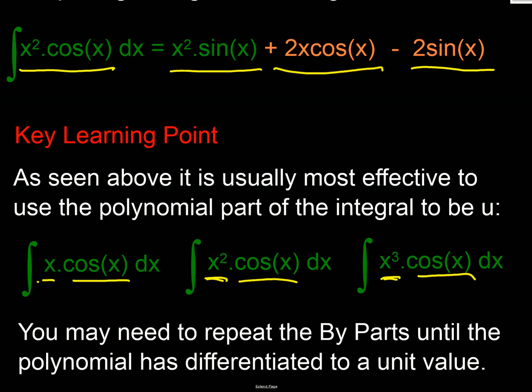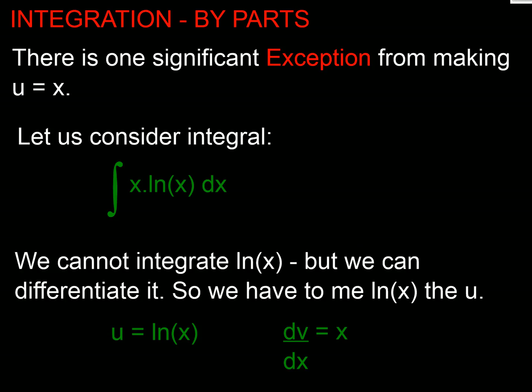Now, there's only one exception to what we've just done, and that's if the other term inside our bracket is a log. So here we've got x log x. Now our problem is we don't know how to integrate log of x, do we? Because we would start by thinking, oh, we'll make u equal to x, which means that log of x has got to become dv by dx, and we don't know how to integrate a log of x. So we can't do that.